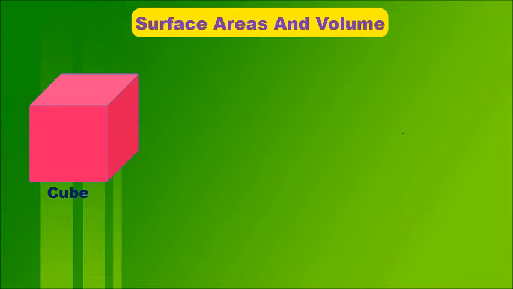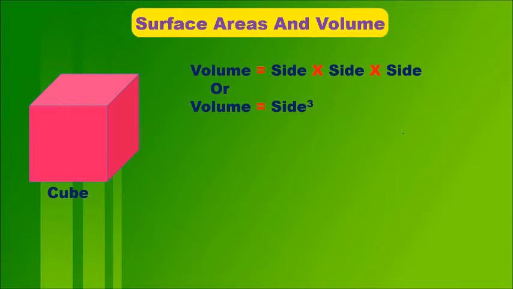Now, let us see some formulas associated with this chapter. So, first of all, I will consider cube. The volume of the cube is equal to side into side into side, or we can say side cube. If the measurement of side is given, then we can find out the volume by using this identity. Now the second formula is total surface area of cube. The total surface area of cube is equal to 6 into side square.